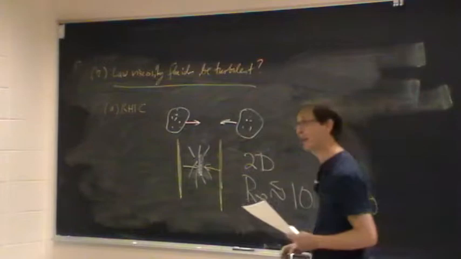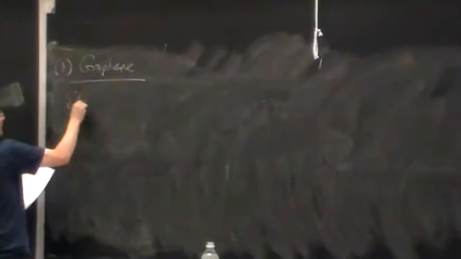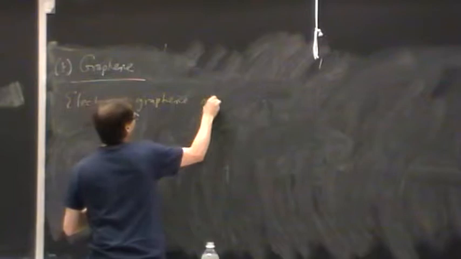The second example that might be an interesting one to look at is graphene. You know what it is, it's single layer carbon, and unless you've been hiding under a rock for the last few years, you should know that the electrons in graphene obey a relativistic dispersion relation.